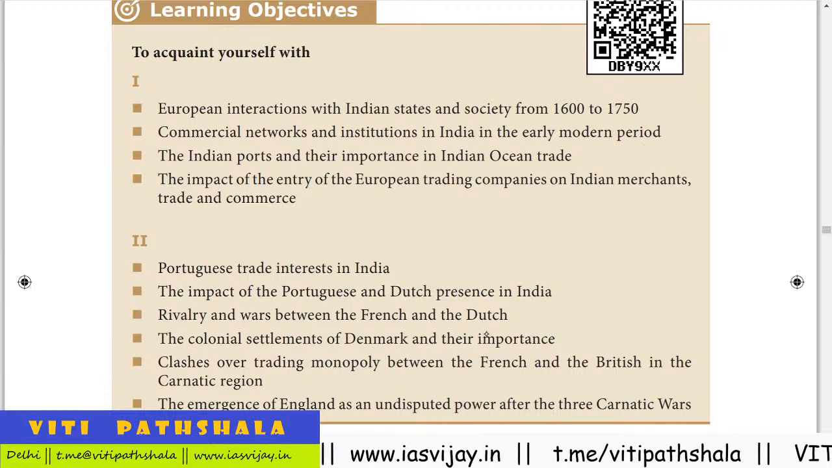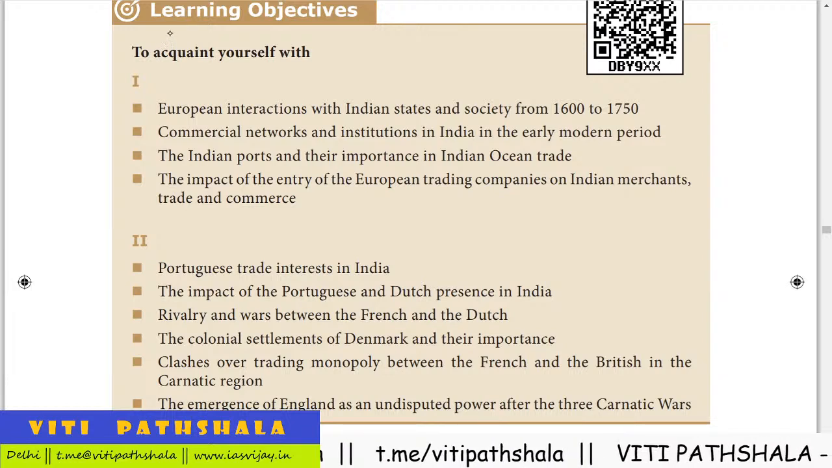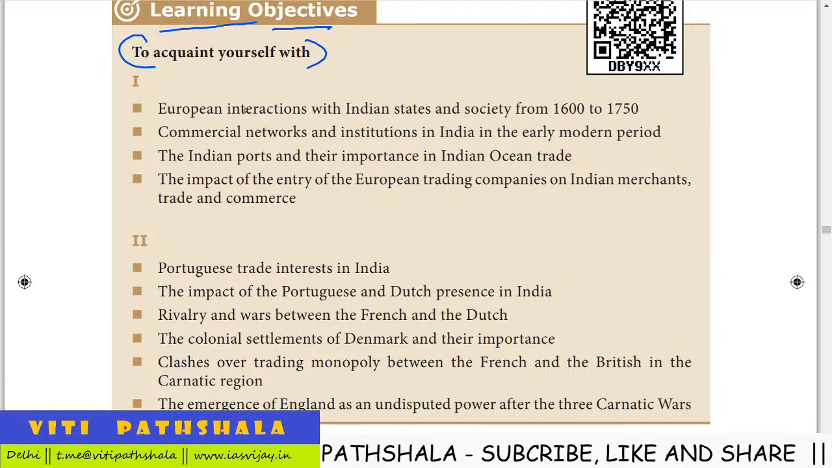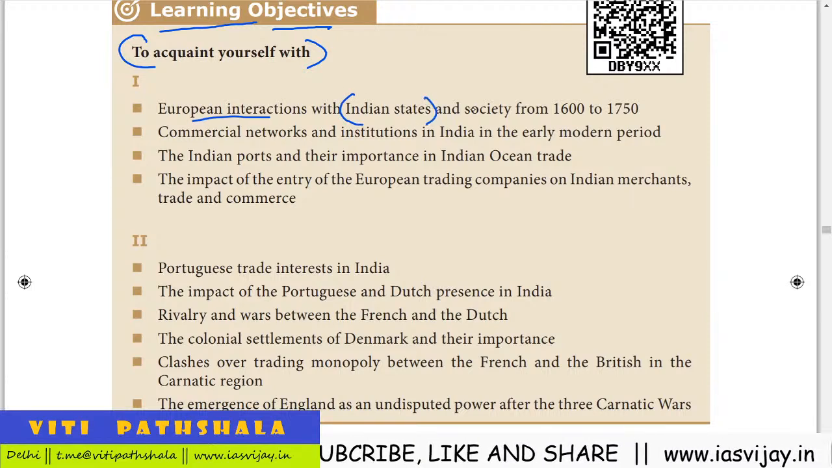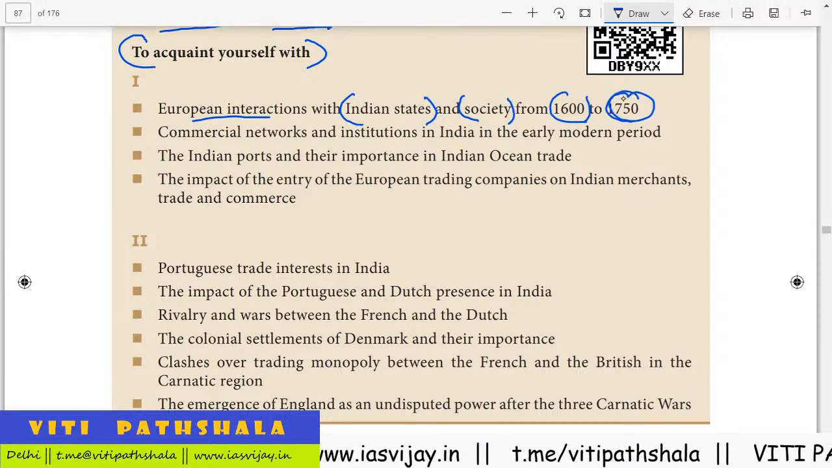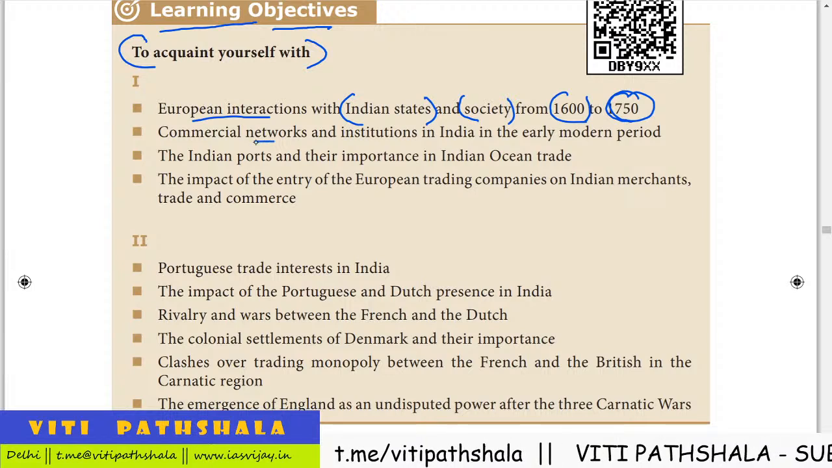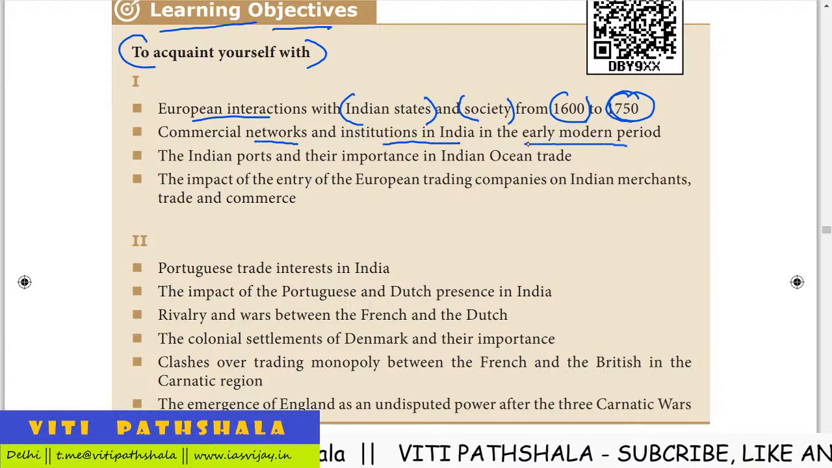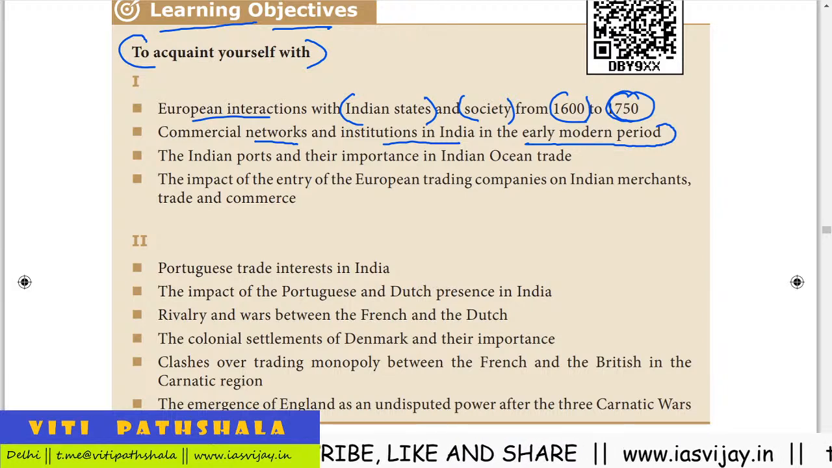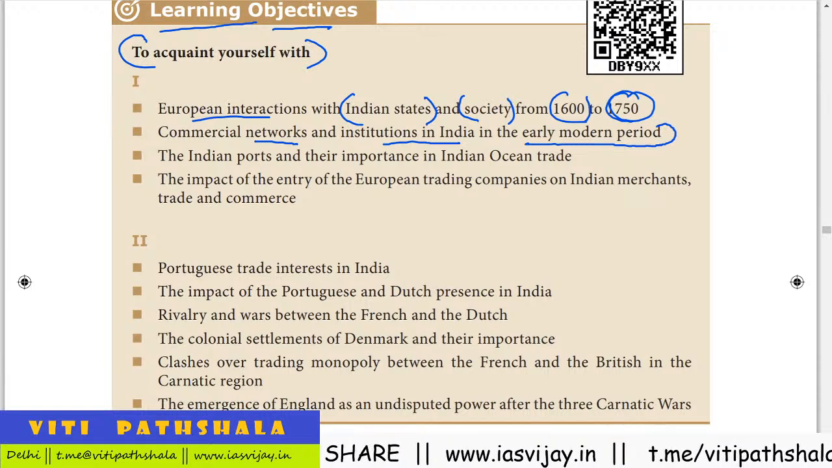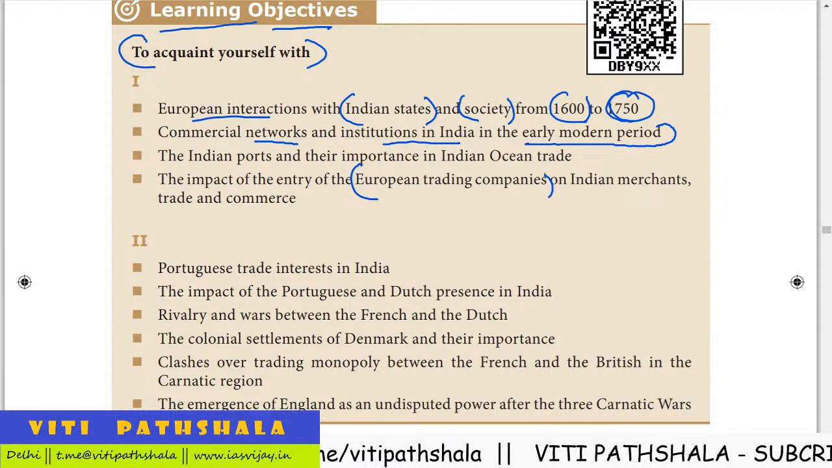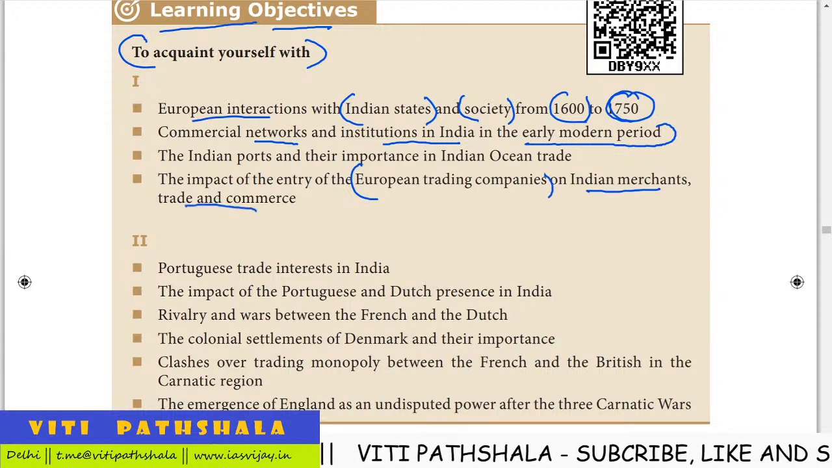Now what would be our learning objective? First thing is what we would be learning. To acquaint yourself with the European interaction with the Indian states and the society from 1600 to 1750. Commercial networks and the institutions in early modern India. The Indian ports and their importance in the Indian Ocean trade. The impact of the entry of the European trading companies on Indian merchants' trade and commerce.